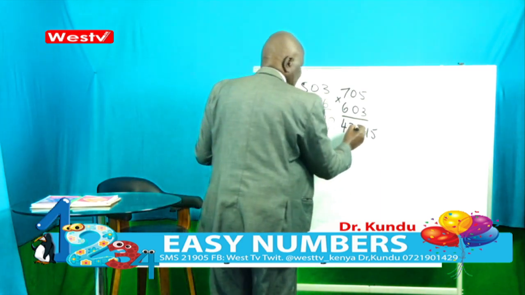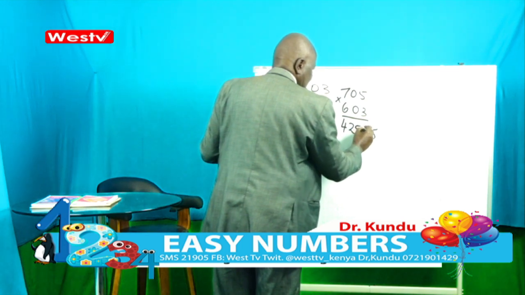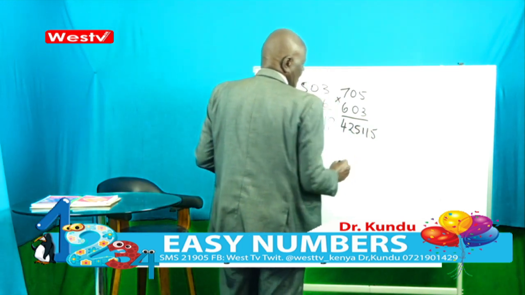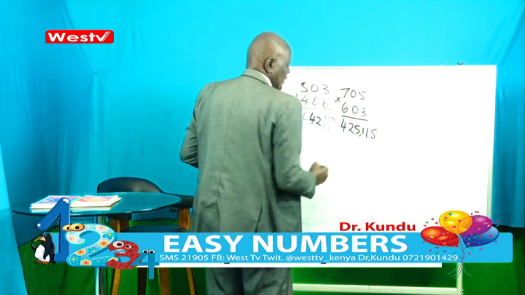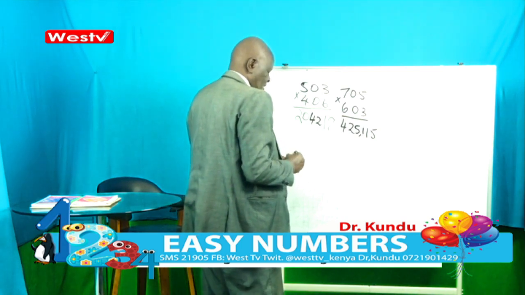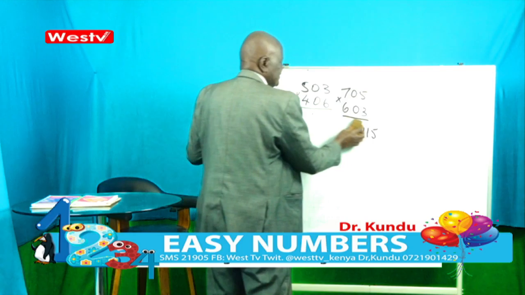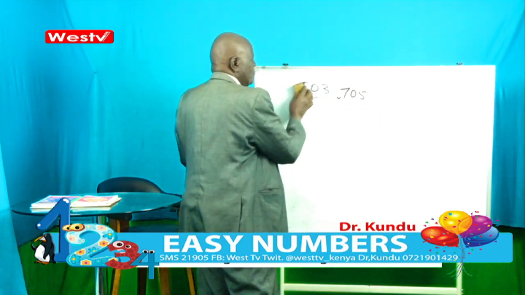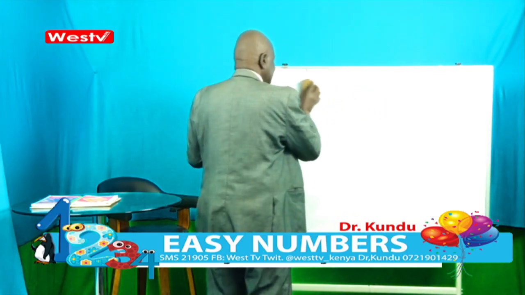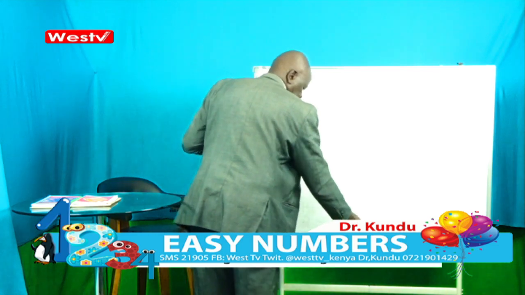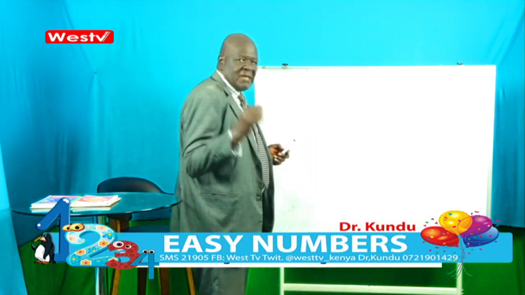You put that 51 in the center, and that is your answer as 425,115. So all numbers between 100 and 1000, provided the center digit is 0, can be multiplied mentally.